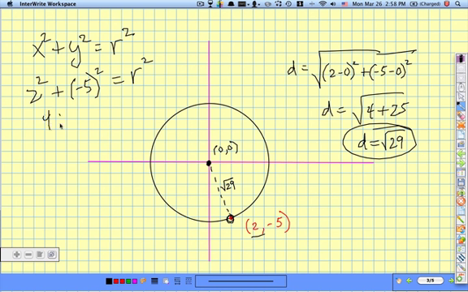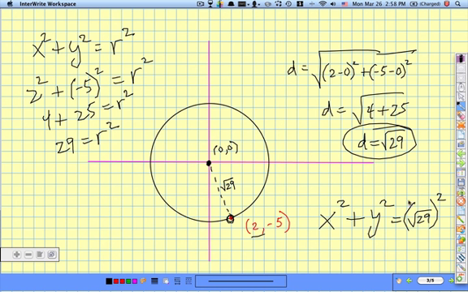So 2 squared is 4 plus 25 equals r squared. So this is 29 equals r squared. And r, in this case, is square root of 29. So when you come out to your equation, x squared plus y squared equals r, which is square root of 29 squared. But really that's not a good answer. I mean, square root of 29 squared is just 29. X squared plus y squared equals 29. That's your best equation right there.